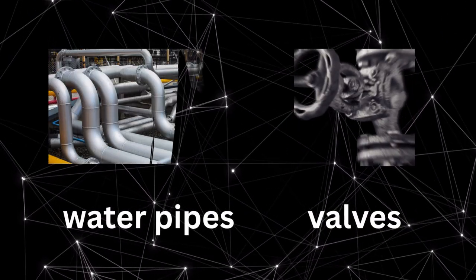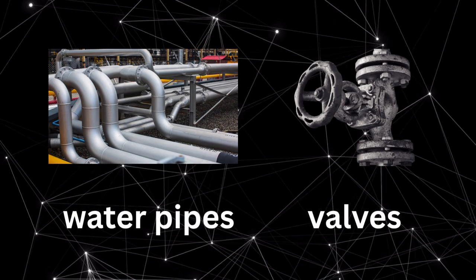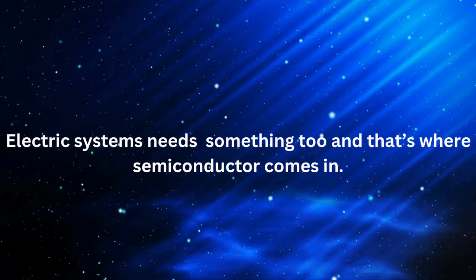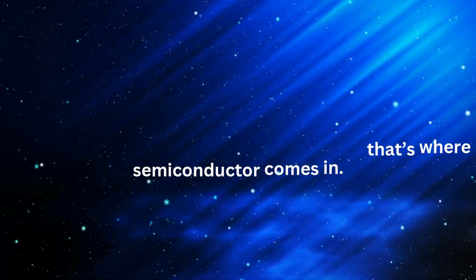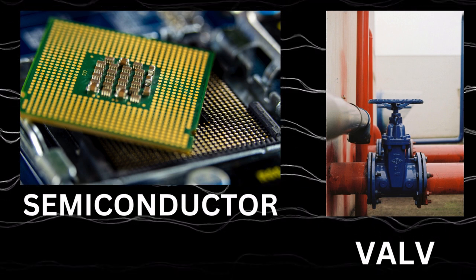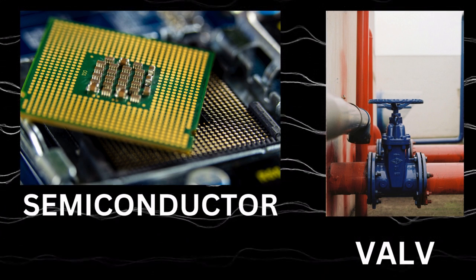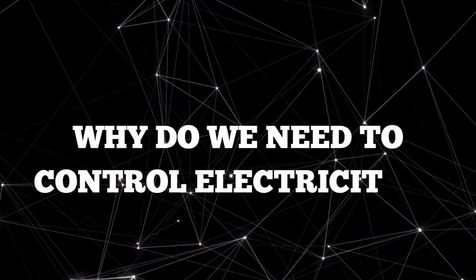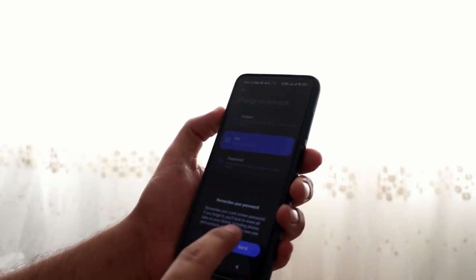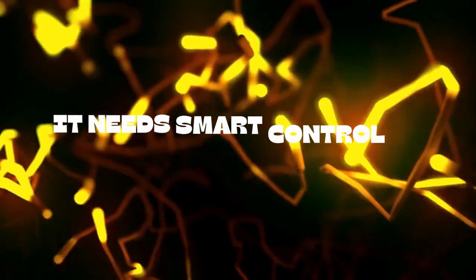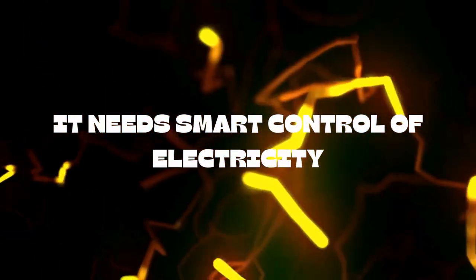Just as we know that a water system needs good pipes and valves to control flow, similarly electric systems need something too, and that's where semiconductors come in. I hope you can relate both now. In electrical systems, semiconductors act as a valve to control the flow of current. But wait, why do we need to control electricity? Well, think about your smartphone. It doesn't need full power all the time. It needs smart control. That's where semiconductors step in.